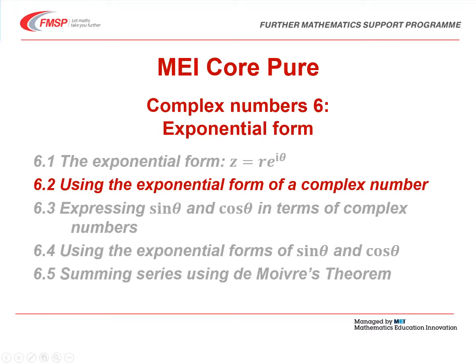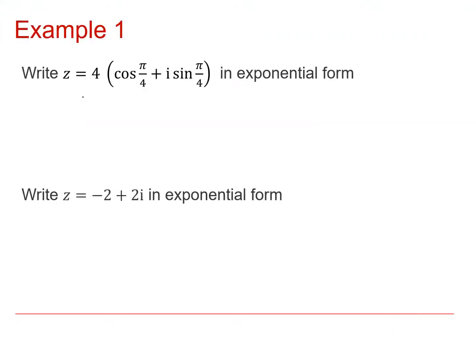This is a video for MEI Core Pure Mathematics, complex number 6, exponential form, 6.2, using the exponential form of a complex number. Start with two quick examples. I want to write this complex number in exponential form, so for that I need its modulus, which is 4, and I need its argument, which is pi by 4, and I'm going to get that z is equal to 4 e to the i pi by 4.